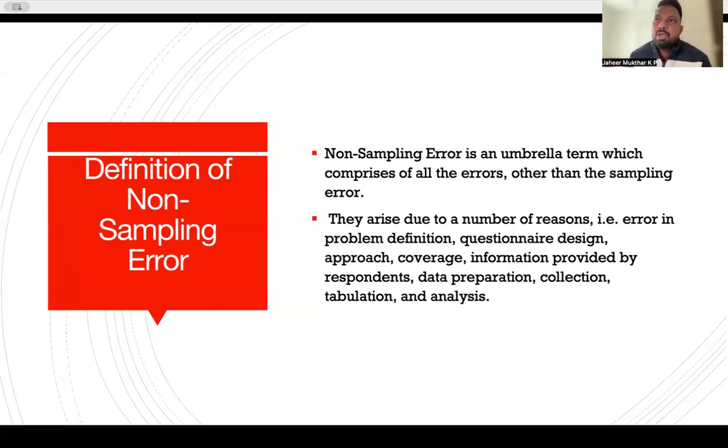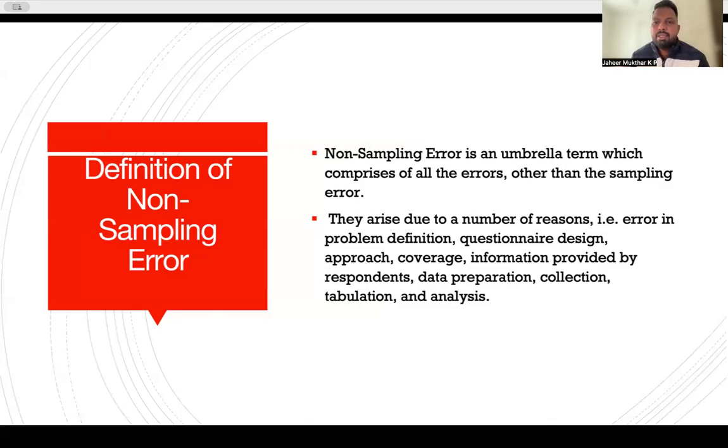It can be because of a faulty questionnaire design, a faulty problem definition, or faulty coverage. It can be because of the information provided by the respondents, and maybe because of faulty coding. Whenever you are doing data preparation, if you make a mistake, that also leads to a faulty response on the part of the researcher. A tabulation mistake or analysis mistake also leads to non-sampling error.